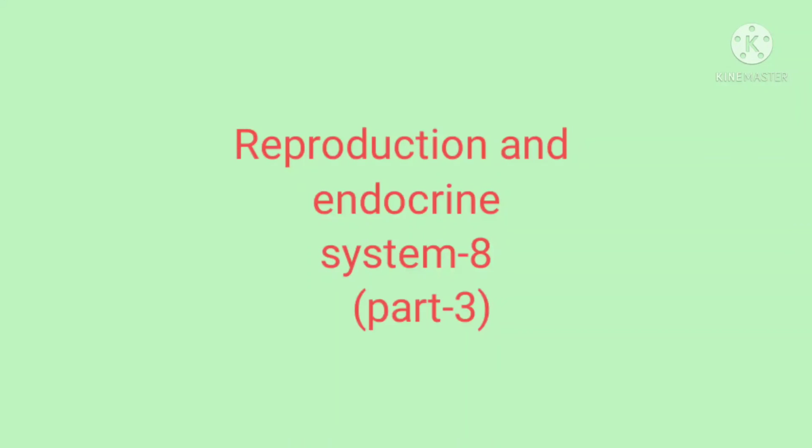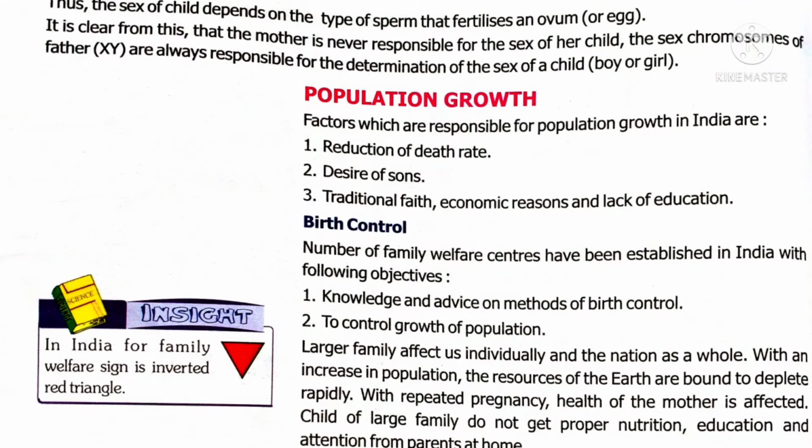Let's move on to the chapter Reproduction and Endocrine System, Chapter 8, on pages 104 and 105. In the previous session, we discussed the sex of the child. The sex of the child is determined by the parent. You know that the father's gametes have X chromosomes as well as Y chromosomes, whereas female gametes have X chromosomes.